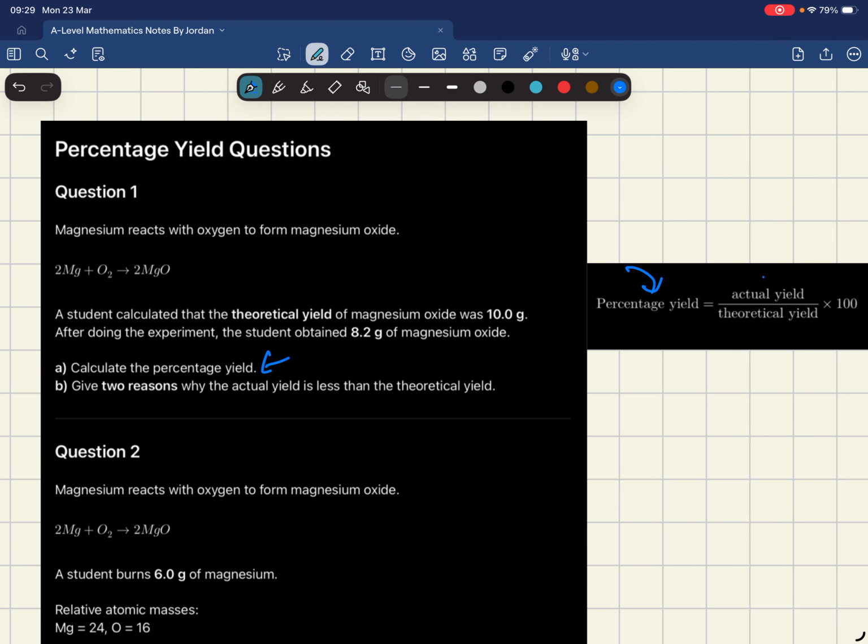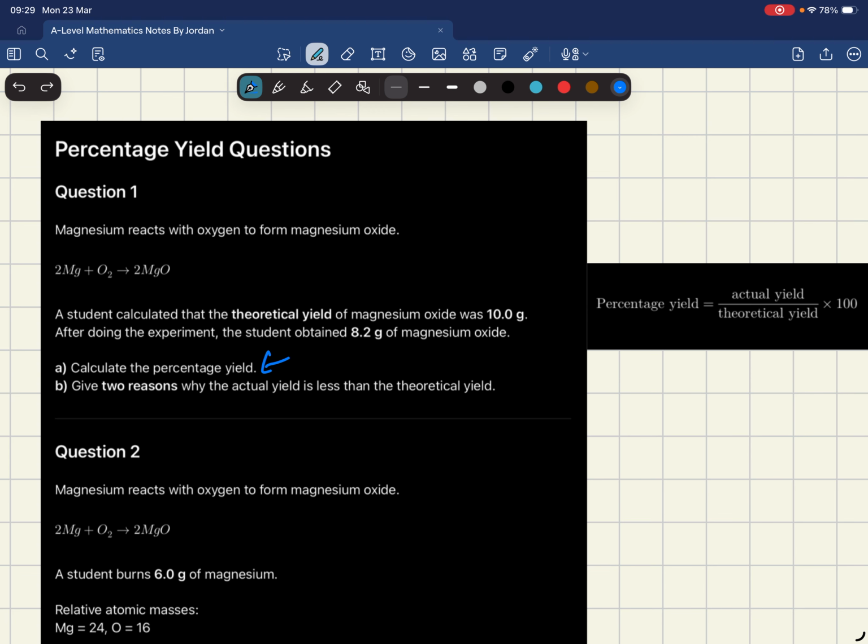In any question, the actual yield should always be less than the theoretical yield, since the theoretical yield is the maximum possible amount of product that could be formed from a chemical reaction, assuming there's absolutely no losses whatsoever. Now in practice this never happens, which we'll talk about in part B when we are giving 2 reasons why the actual yield is less than the theoretical yield. So let's just make a start on part A.